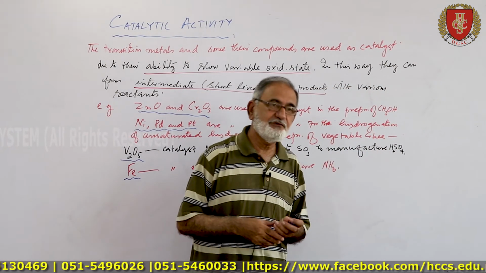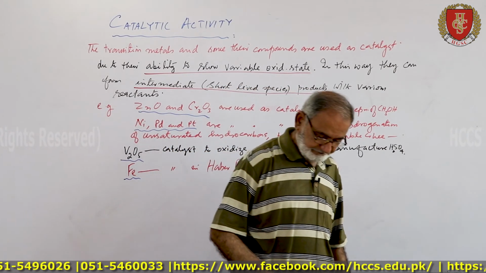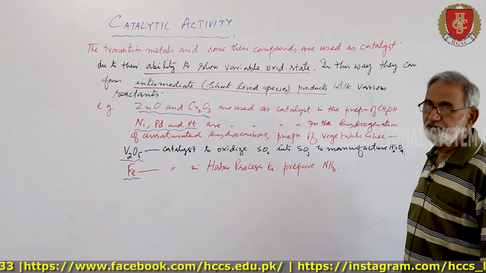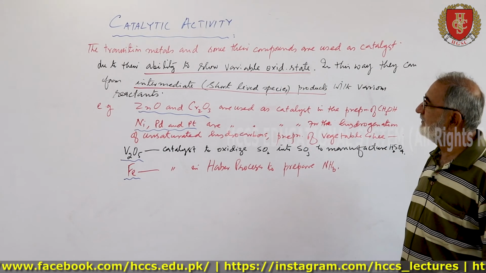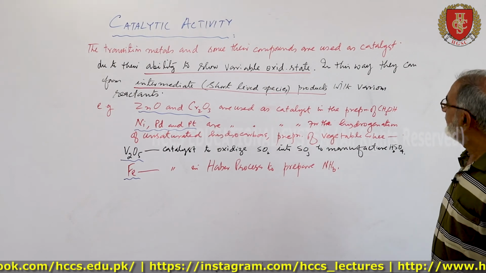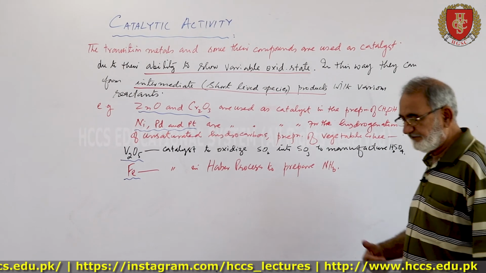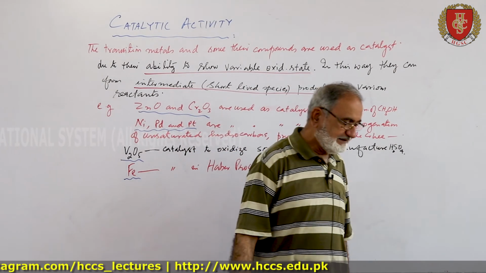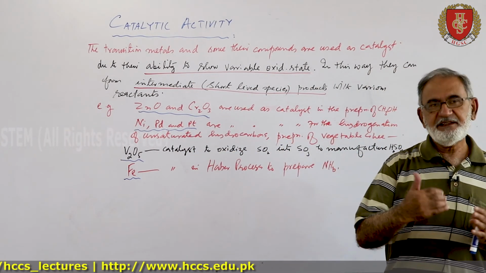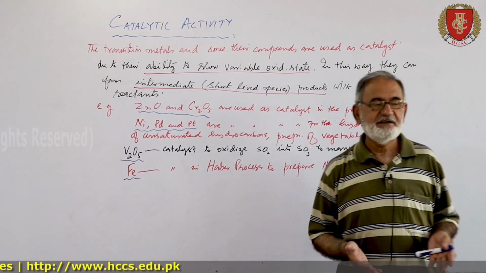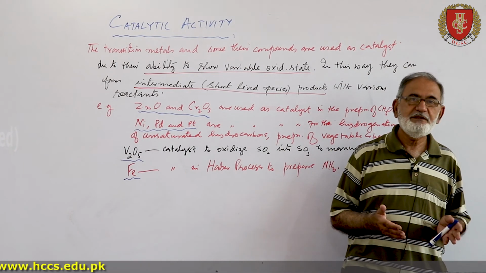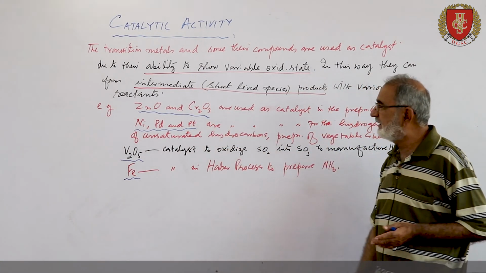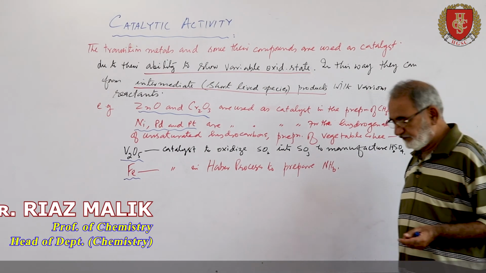So in general you can say that the transition metals and their compounds are used as catalysts because of their ability to show variable oxidation states. They have some active sites which bind to the reactant to form the activated complex, which finally is converted into the products in the form of an intermediate. So these are the different catalysts which are utilized.